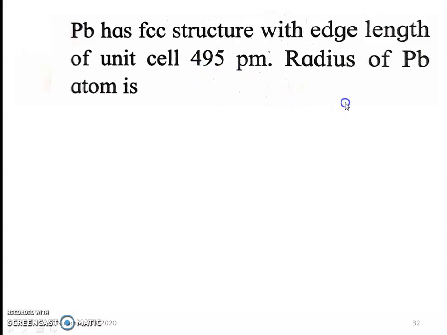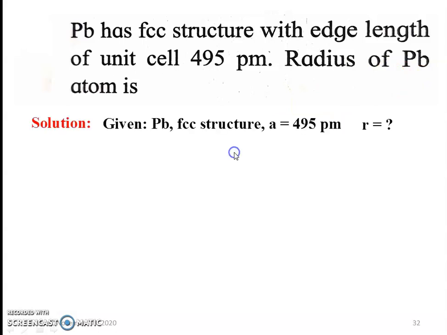Now the first example: lead has a face centered cubic cell structure with an edge length of the unit cell equal to 495 picometer. What is the radius of a lead atom? What is given? The lead element has a face centered cubic structure, the edge length is given as 495 picometer, and we are going to find the radius, that is r. For a face centered cubic cell, we know the relation between edge length and radius: a is equal to 4r upon root 2, or r is equal to a upon 2 into root 2.